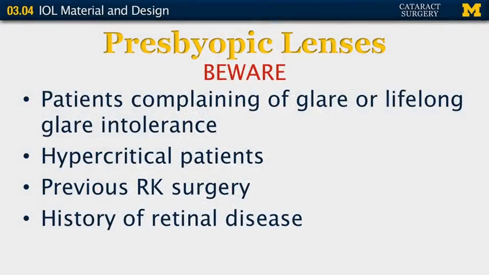Because our first two lenses create a significant amount of glare, patients who come in the door in your office complaining about glare or a lifelong glare intolerance may not be at all happy with the residual glare experienced with some of these lenses. Patients with previous radial keratotomy surgery also already have significant glare to start, and this will be additive. In addition, it can be harder to predict their postoperative refractive outcome. These lenses can be more difficult to look through in examining patients with retinal disease as well, so one should be careful in selecting a lens for patients with potential for retinal disease.